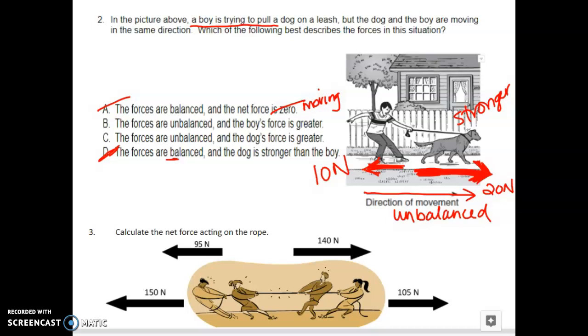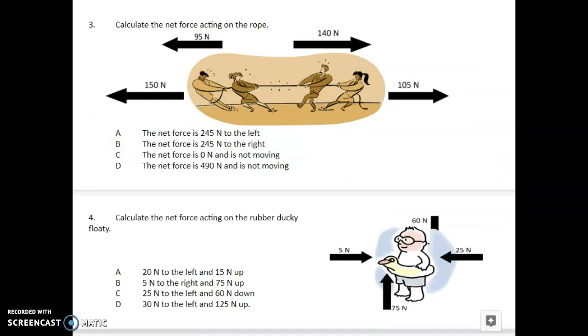Well, because they are moving in the direction of the dog, the dog's force is going to be greater. So the answer is C. Number 3, calculate the net force. We know that if it is in the same direction like this, we need to add these together.